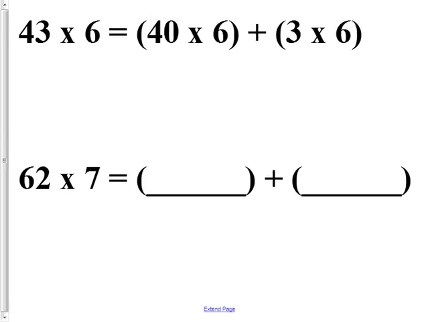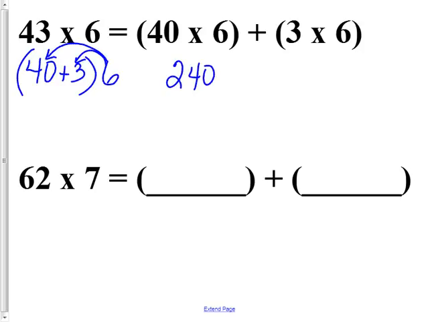Another example, if I wanted to do 43 times 6, if I rethink the 43 as 40 plus 3 times 6, then I can really think of this as 40 times 6 and 3 times 6. Notice it's the number on the outside that has to be distributed to each of the add-ins on the inside of the parentheses. So 40 times 6 is 240, and 3 times 6 is 18. So 43 times 6 is equal to 258. And I've done that multiplication in what might be an easier way if you wanted to do it that way.